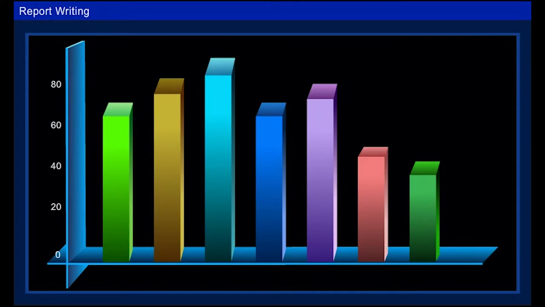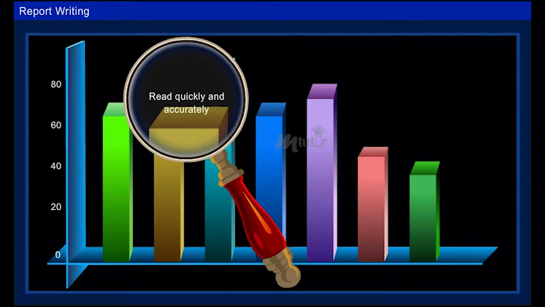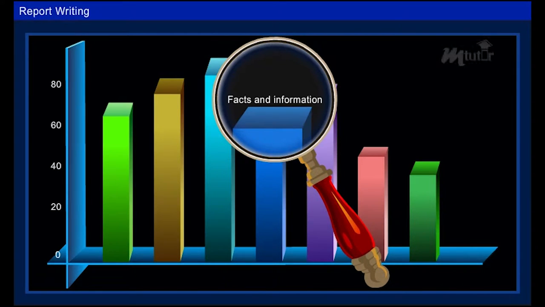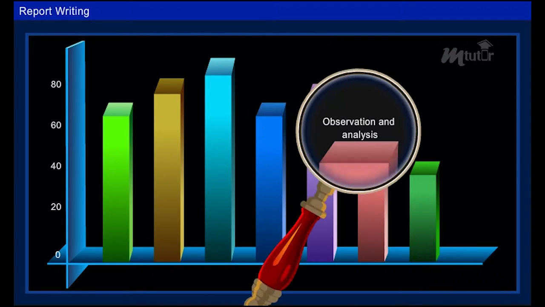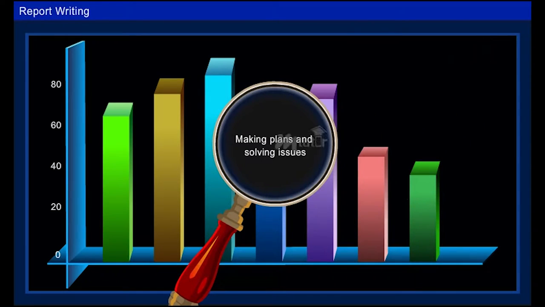A report is a more highly structured form of writing than an essay and is written so that it can be read quickly and accurately. The reports are organized based on the convenience of the intended reader. Therefore, a report is a study of facts and information formed in a structured format based on the observation and analysis, an outcome of an event, and also helps the management of an organization for making plans and solving the issues. With this understanding, let us learn the aspects of report writing.